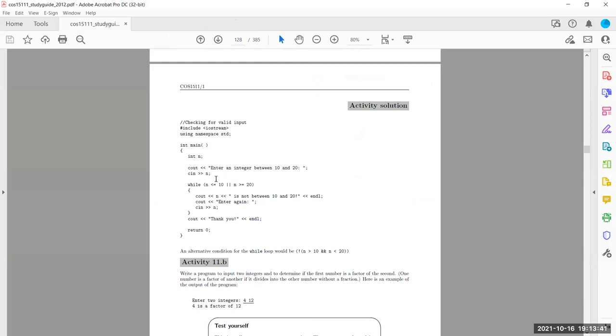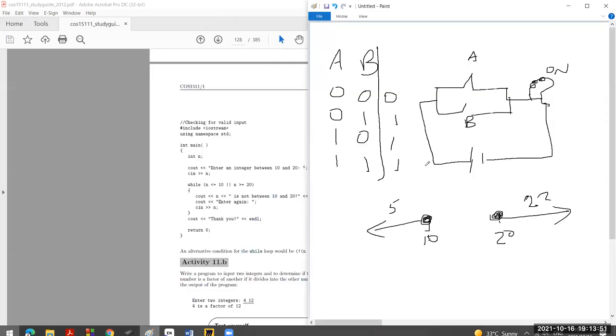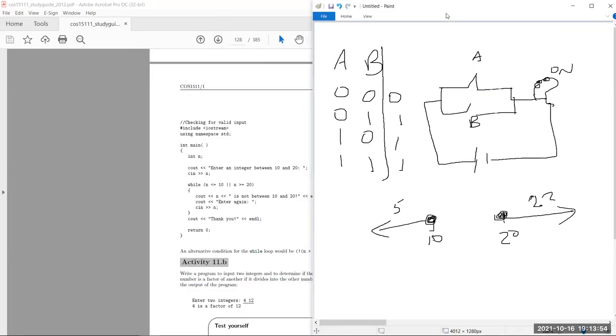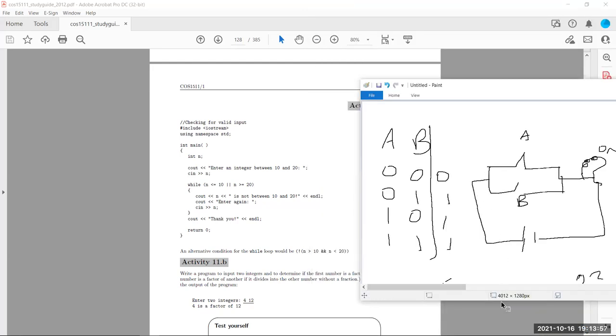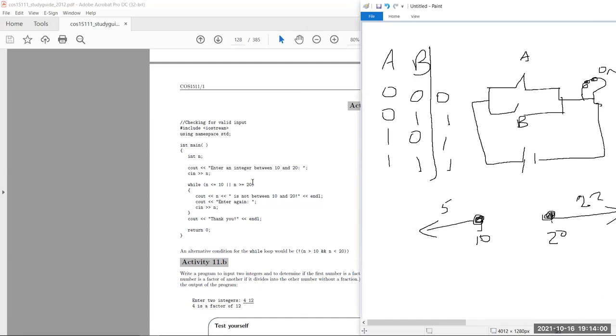While the interval is either in between, n is less than 10 or n is greater than 20. Remember what I just showed you now on my paint? There's my paint out here. Can you see this thing here? That means I must now ask the person to re-enter a value because I only want the numbers between 10 and 20. So this is a weird concept for you to grasp. Because I want the numbers between 10 and 20, I must actually look for the numbers that are out of 10 and 20, that is less than 10 or greater than 20, so that I will ask them to re-enter the values. Do you grasp that concept?